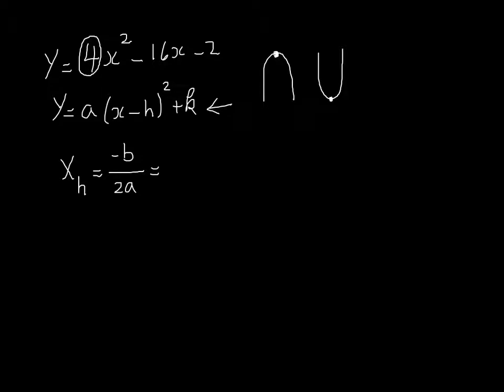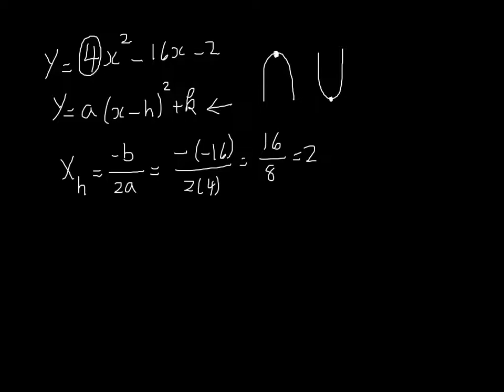Now, b in the above example is minus 16, so it's going to be minus times minus 16 over 2a, which is 2 times 4. Minus times minus is plus, so it's 16 over 2 times 4, which is 8, so it's going to give us 2. So this means that the x-coordinate of the vertex is equal to 2.